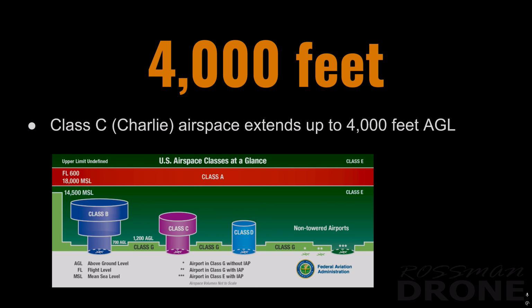And then next, 4,000 feet would be Class C or Charlie airspace, extending up to 4,000 feet AGL. So your larger airports around some larger cities, maybe not the biggest, but still bigger than Class D. So Class C here in the magenta colors, extending up to 4,000 feet, a little bit higher than Class D.